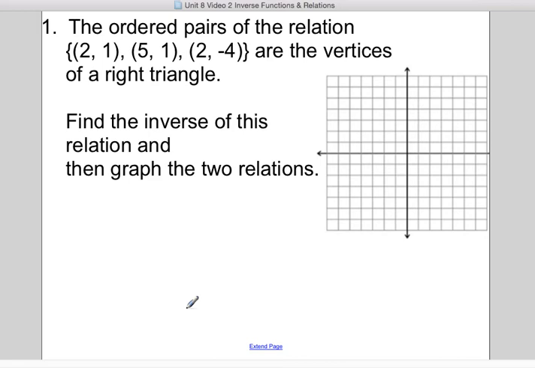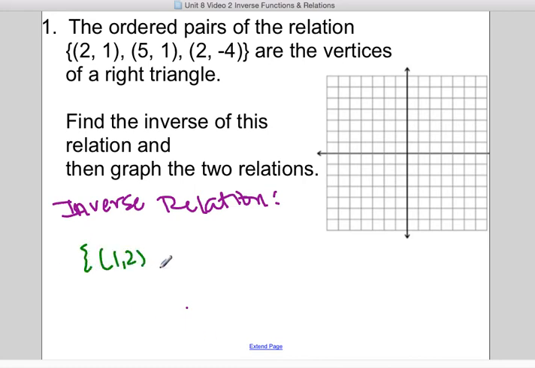Okay, well, the inverse relation would be just switching all my ordered pairs around. So instead of (2, 1), I now have (1, 2). Instead of (5, 1), I now have (1, 5). Instead of (2, -4), I now have (-4, 2). So this is my inverse relation. So let's go ahead and graph them.